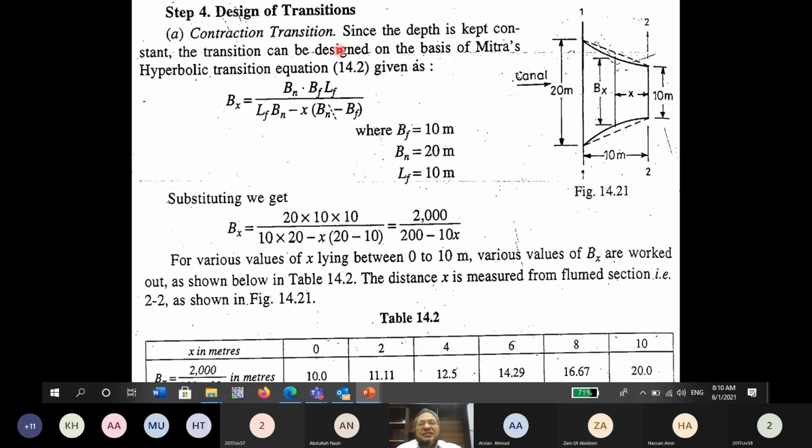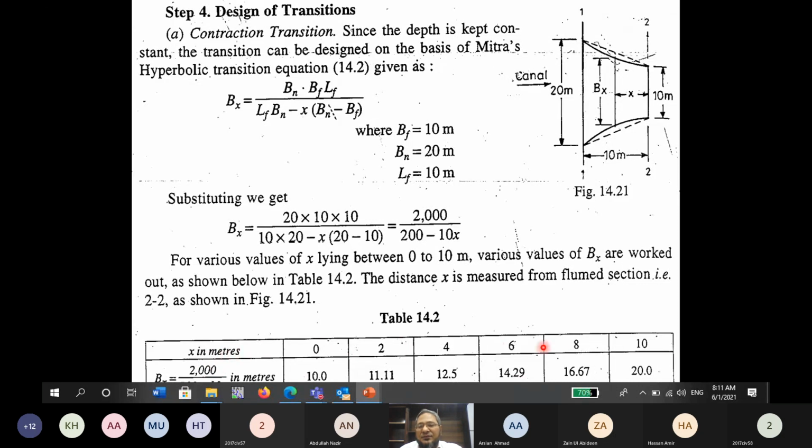What we have, this data is available, that the width of the flumed trough is 10 meter, the normal bottom width of the channel is 20 meter, and the length of the transition, which is from here to here, is 10 meter. If you put these values in this equation, which contains x, you will finally get this equation for bx. It means the width of the transition at any distance x from the flumed section. So this would be the final equation.